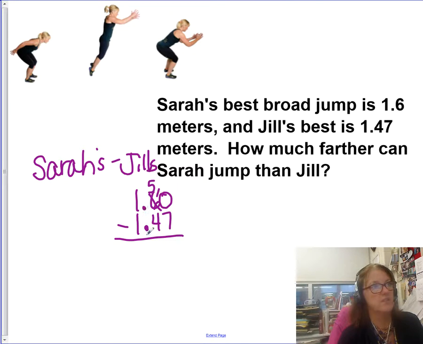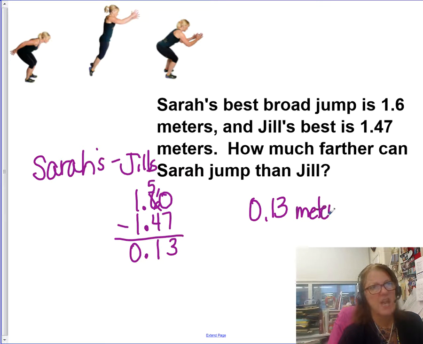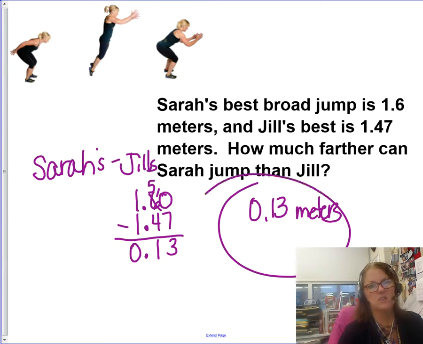Now subtract. I'm going to make sure my decimal points in my answer. Always start from the furthest to the right and work your way back left. That's a 3. This is now a 5. 1 minus 1 is 0. So pretty small amount, it looks like. But really, 13/100 meters is actually not as small as you think.